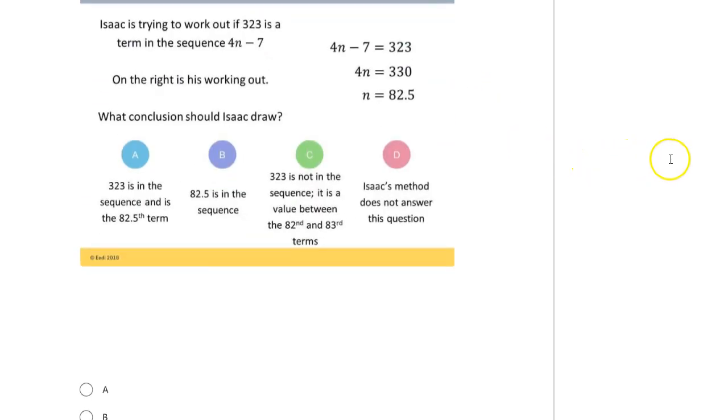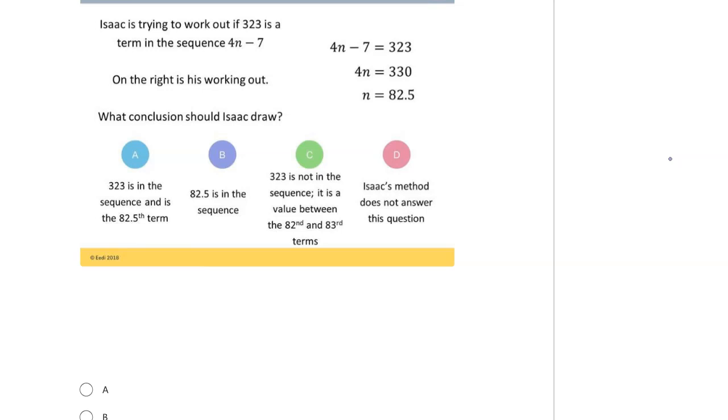Isaac is trying to work out if 323 is a term in the sequence. On the right is his working out. What conclusion should he draw? Let's check the working out. Yep, if it's a term in the sequence, it'll satisfy the formula. Adding 7 to each side, 4n equals 330. Dividing by 4, n equals 82.5. Yep, that's the correct mathematics. He hasn't made a mistake with the maths.